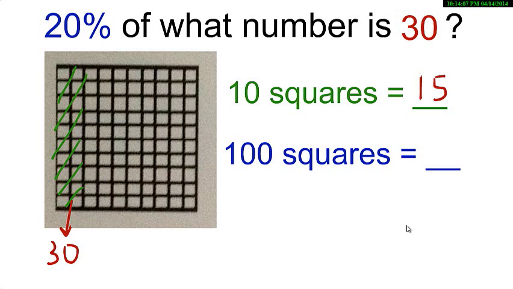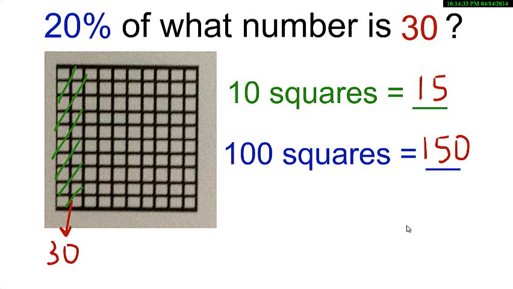Now that I know 10 squares is 15, can I find the value of 100 squares? Is it not 150? It is enough for me to multiply the answer for 10 squares by 10. Now the entire 10 by 10 grid represents 150. Therefore 20% of 150 is 30.